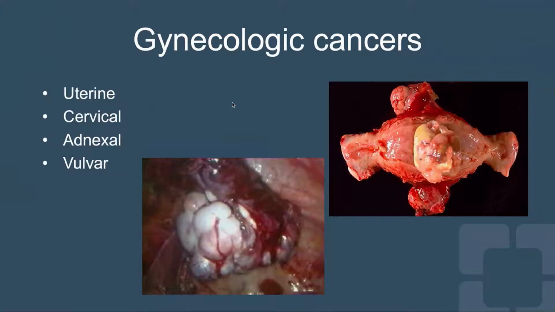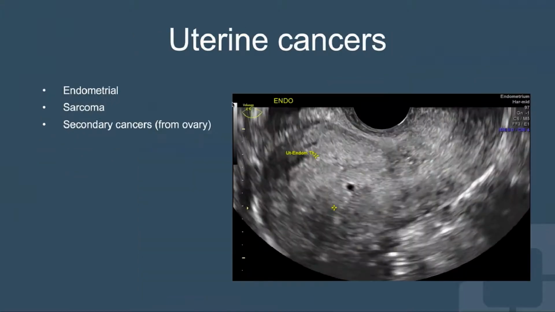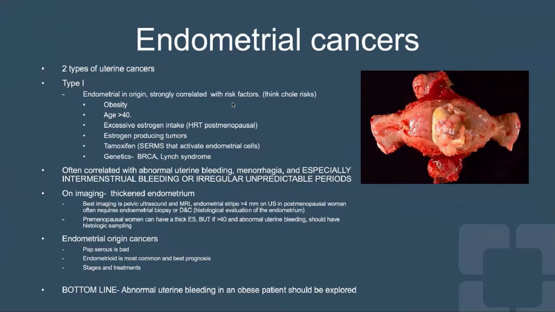Now I want to shift gears looking at gynecologic cancers: uterine, cervical, adnexal, and vulvar cancers. Uterine cancers, typically, the most common are endometrial and sarcomas. There can be secondary cancers such as from the ovary, but I'm going to concentrate mostly on endometrial and sarcomas. Endometrial cancer, we talked about sort of the two types. Type 1 are the endometrial cancers. These are endometrial in origin, strongly correlated with risk factors.